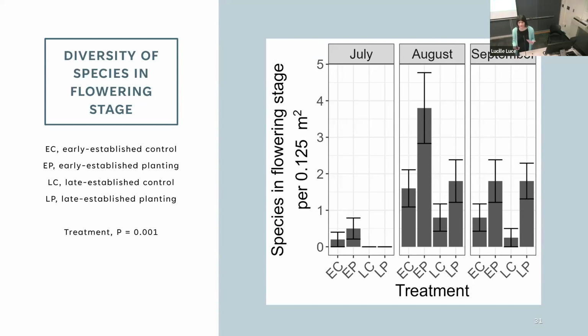That's something sort of useful to know, right? Especially from an insect perspective. If a bee is flying over those EP plots, it's got some options, and that might be a desirable thing. Forgive the simplification. So by September, this difference between the EP and the LP plots had basically gone away, but we still had higher diversity of available floral resources in the plantings relative to the controls.